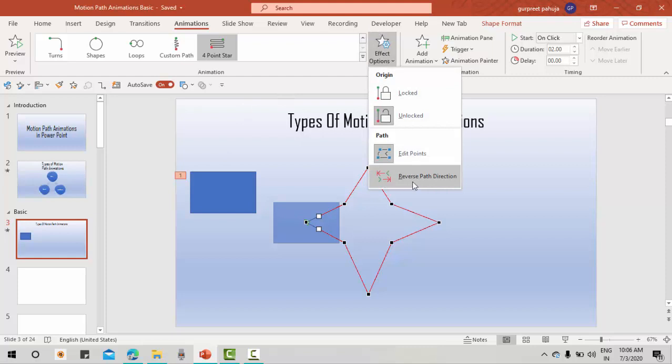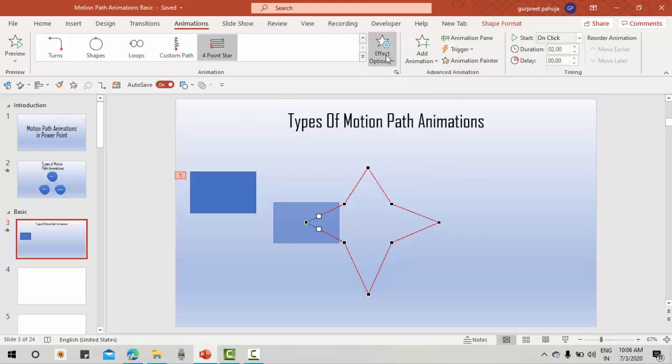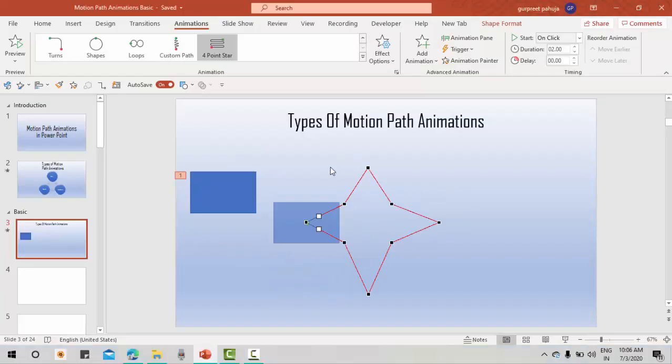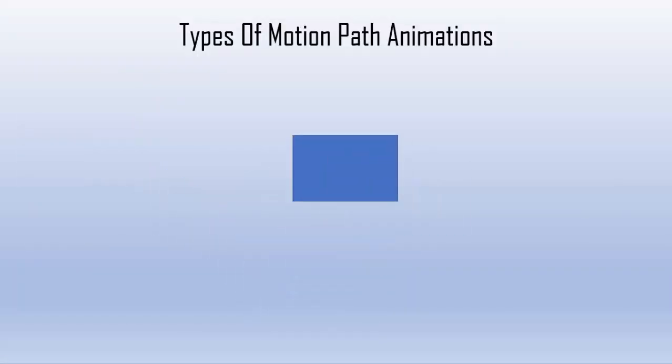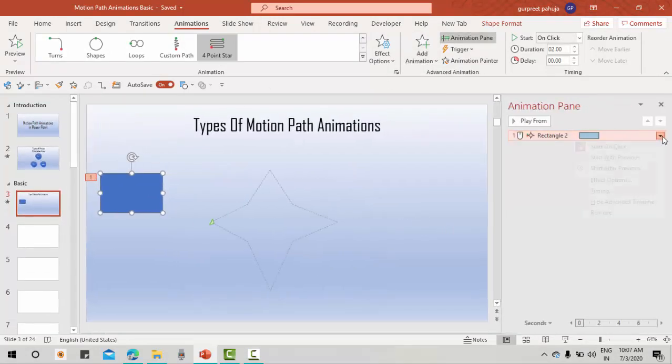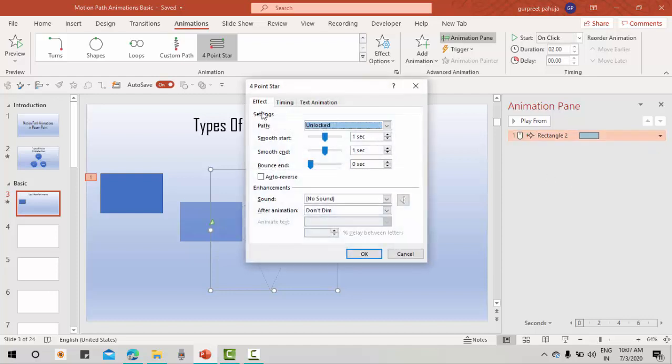Also you can reverse the path. So if you see, this is the normal path. I will now go and reverse the path. So it has now started happening in a different direction. Also, if I go to animation path, go to effect options, we have locked, unlocked, which we have already discussed. Then smooth start and smooth end, and bounce effect.